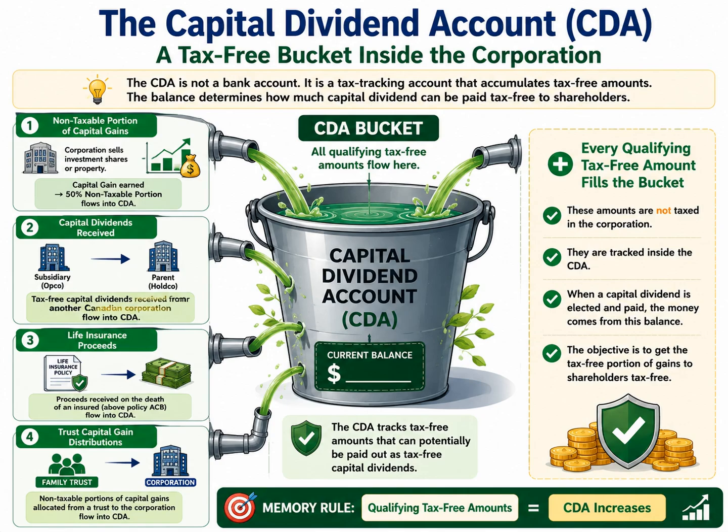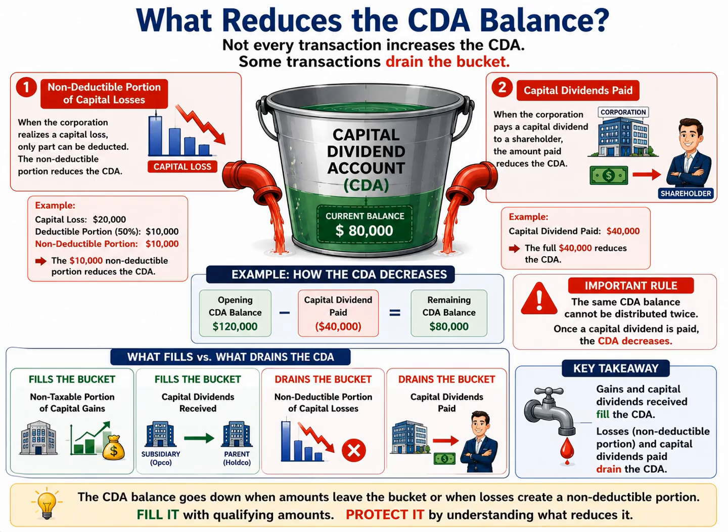In the next slide, we'll look at the opposite side of the equation and see which transactions reduce or drain the capital dividend account. In the previous slide, we learned about the transactions that fill the capital dividend account. Now let's look at the opposite side of the equation. Not every transaction increases the CDA. Some transactions actually reduce the balance and drain the bucket. There are two major reductions that every tax preparer should remember.